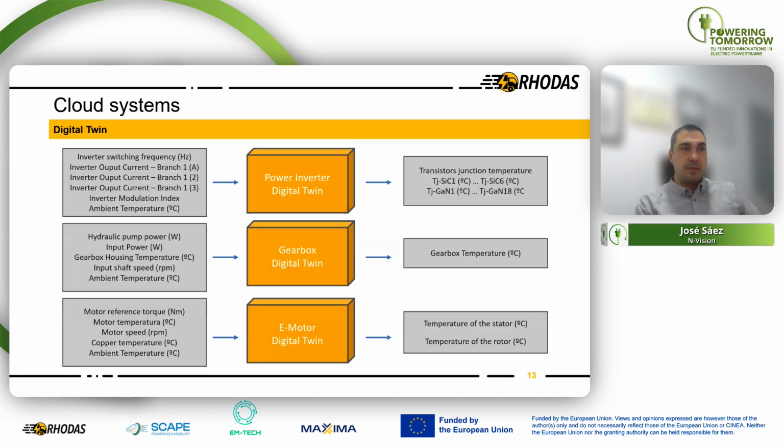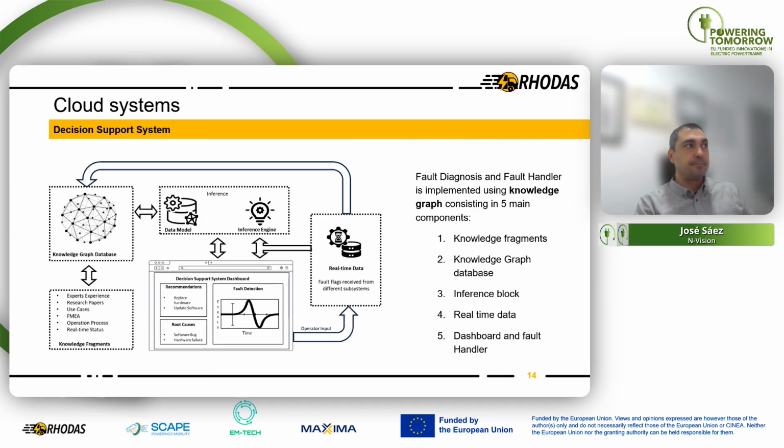Just a few slides remaining. So for the digital twin, as I mentioned, these are the three models. Basically, as I was saying, we can estimate the ideal temperature in one of them based on different input parameters that are listed here.